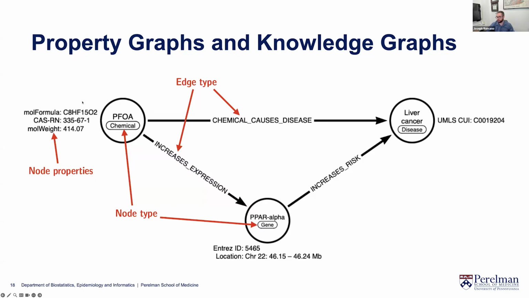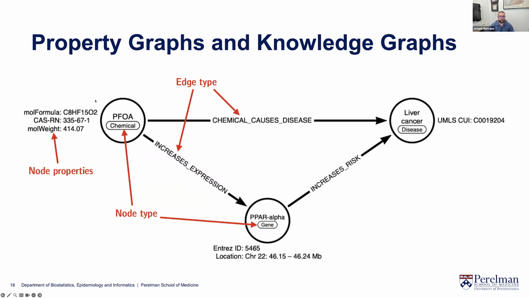So that's one of these forever chemicals that we find in the water supply, and there's lots of interest in the media about how these might be affecting human health. We also have at the bottom this gene node representing PPAR alpha, which is a gene in the human genome, as well as a disease node representing the concept of liver cancer on the right-hand side of this. We also see that there are these edges which have semantically meaningful definitions to them.